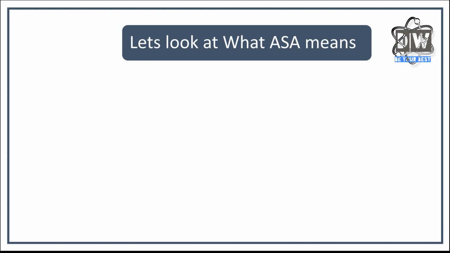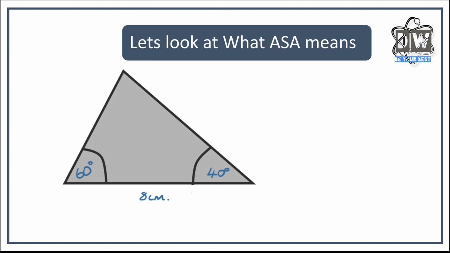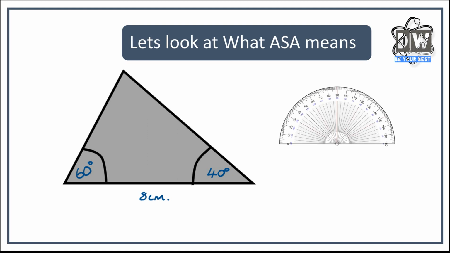So let's look at what ASA means. All it means is angle, side, angle. So we're given an angle, we're given a length of one side, and we're given another angle, and we're asked to recreate that shape using that information. And it's really simple. All we're going to need to do this is a protractor. If you haven't watched the video on how to use a protractor, please do that before you watch this one. And we're going to need a ruler.